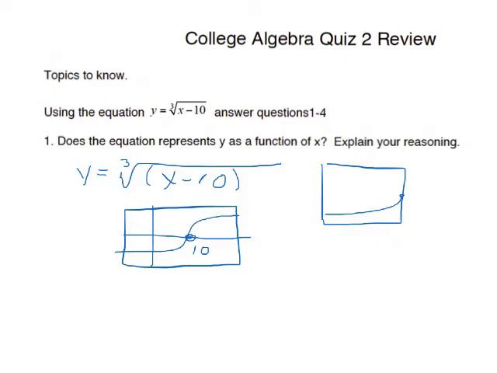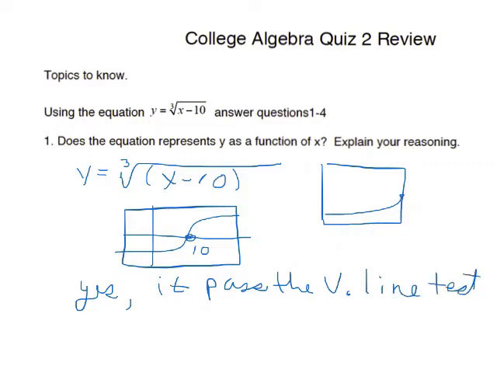Now, using your vertical line test, you could put a line across this, and you would realize that as you went across the domain, you only touched it once. So, what is your answer? Does it represent y as a function of x? Your answer is yes, it does. Okay, and explaining your answer, you could simply say, it passes the vertical line test. Okay, and that is it for question number 1.